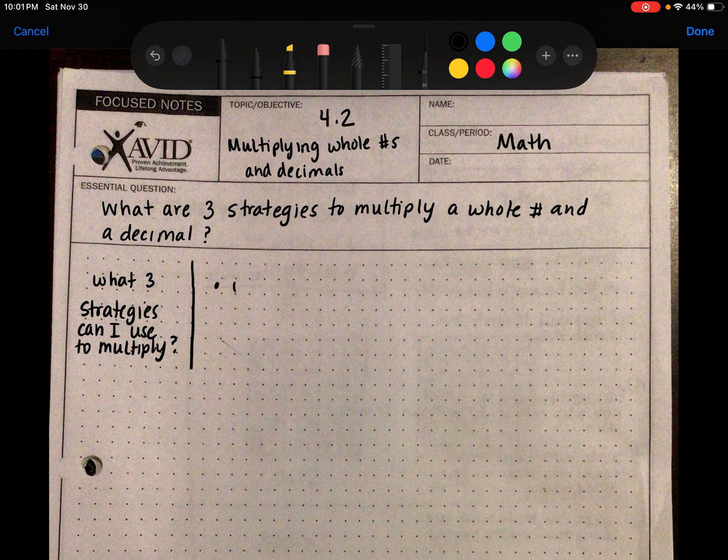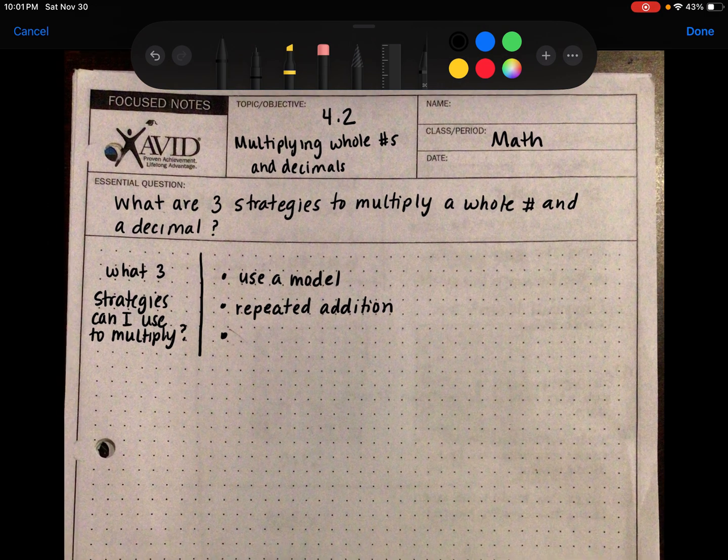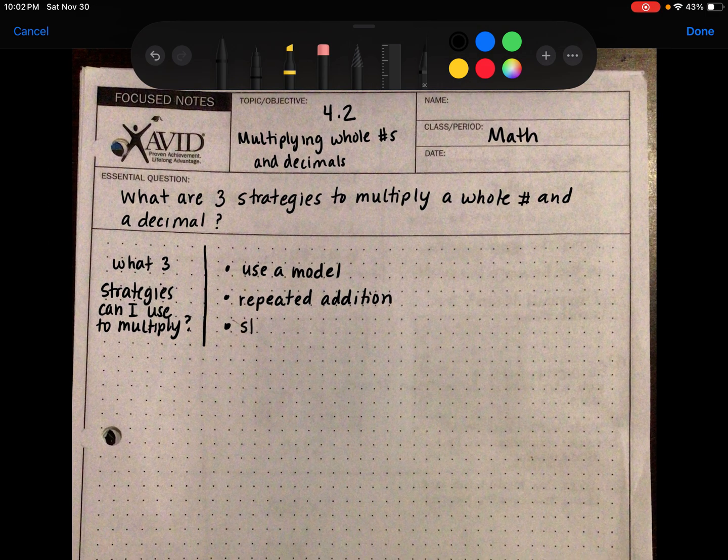So the 3 strategies we're going to be talking about today, the first strategy would be using a model. The second strategy would be repeated addition. And the third strategy is just your traditional or standard multiplication algorithm. So we'll just call it standard multiplication.